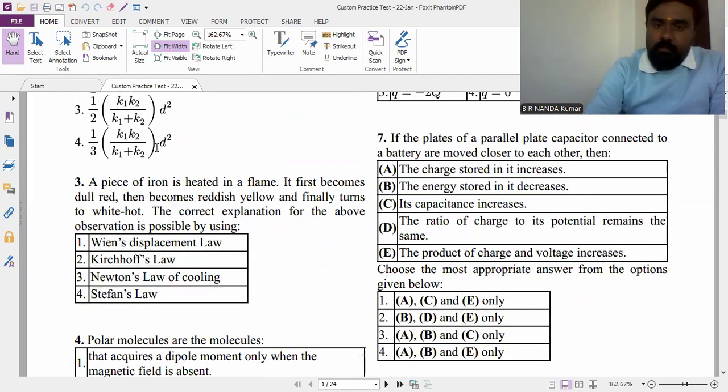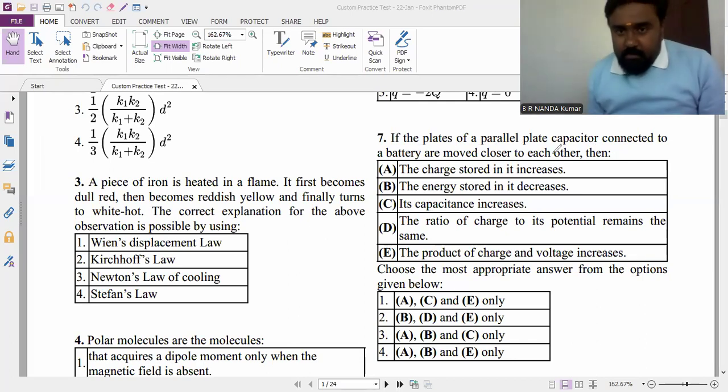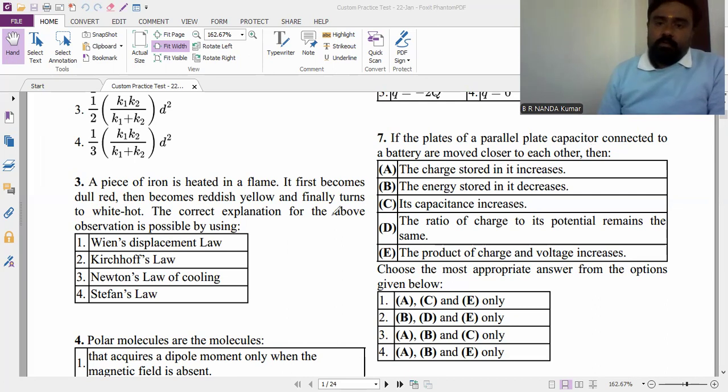Next question number 7. If the plates of a parallel plate capacitor connected to a battery are moved close to each other, the separation between the plates decreases. The capacity C is equal to epsilon naught A by D. Separation decreases, capacity increases. And this is connected to a battery, so V is constant.